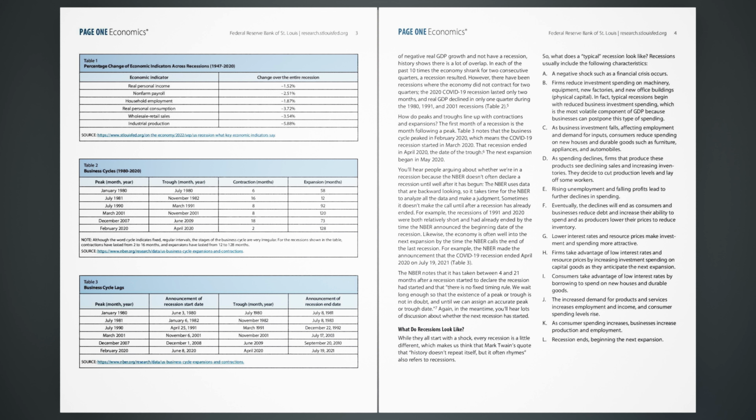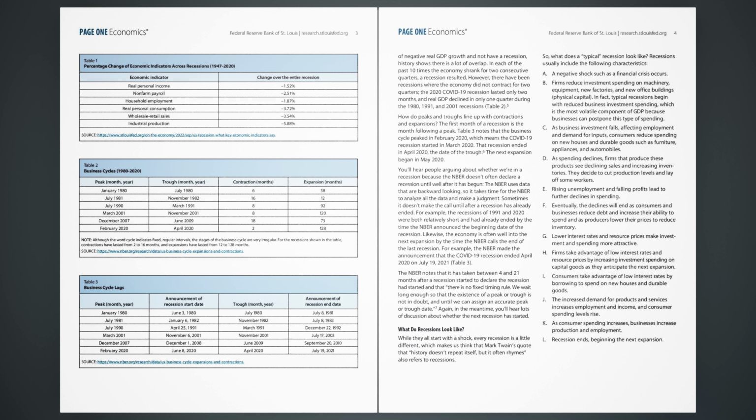You'll hear people arguing about whether we're in a recession because the NBER doesn't often declare a recession until well after it has begun. The NBER uses data that are backward-looking, so it takes time for the NBER to analyze all the data and make a judgment. Sometimes it doesn't make the call until after a recession has already ended. For example, the recessions of 1991 and 2020 were both relatively short and had already ended by the time the NBER announced the beginning date of the recession.